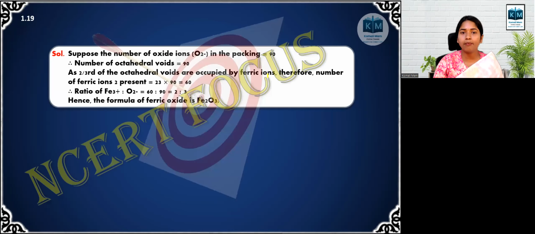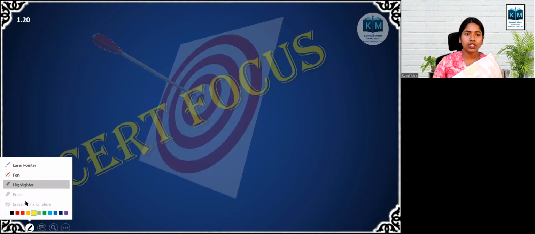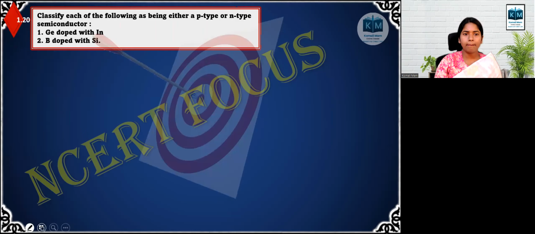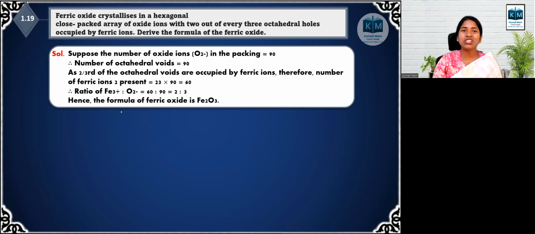See the next question, 1.19. Ferric oxide crystallizes in a hexagonal close-packed array of oxides. I will give you a simple explanation compared to the NCERT. Check it out. Ferric oxide crystallizes in a hexagonal packing array of oxides. So O minus 2 has an HCP structure. Let us say X ions are present, and then Fe plus 3 ions are present.